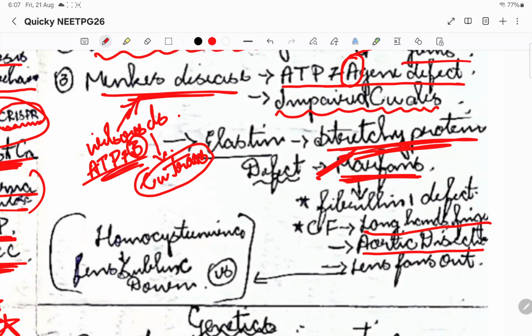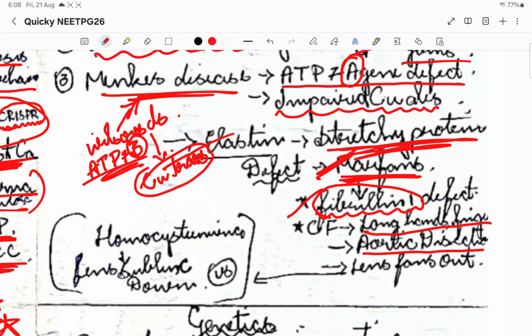Okay, so the main defect in Marfan syndrome is elastin, but the specific defect is fibrillin 1. If in the options they give Marfans and ask you for the specific defect, then it is going to be fibrillin 1. It is not elastin, it should be fibrillin 1 defect that you should be marking. I had seen some questions in certain question banks where elastin was also given and fibrillin 1 was also given, but it is fibrillin 1 that we should be marking. It is the same elastin defect, but to be specific, it is fibrillin 1 defect.